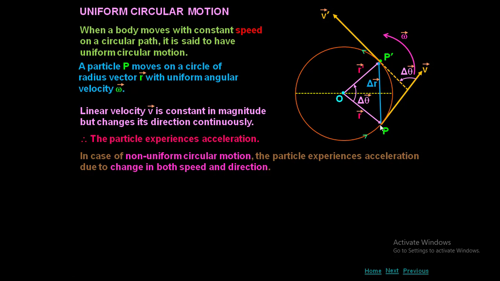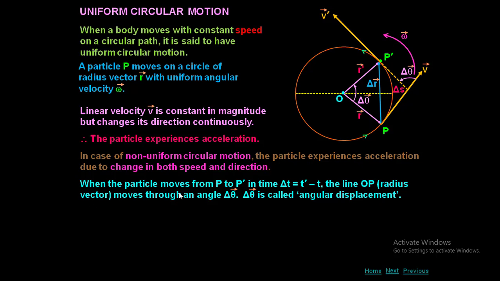Now here, this is the change in position of the particle, that is delta r bar, because this is the initial position and this is the final position. So the change in position is nothing but delta r bar. Now along the curved path the particle is moving, so it has some distance. The distance traveled along this curved path is denoted by delta s.